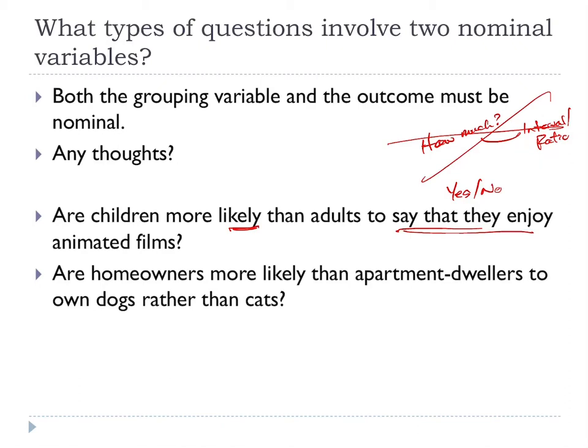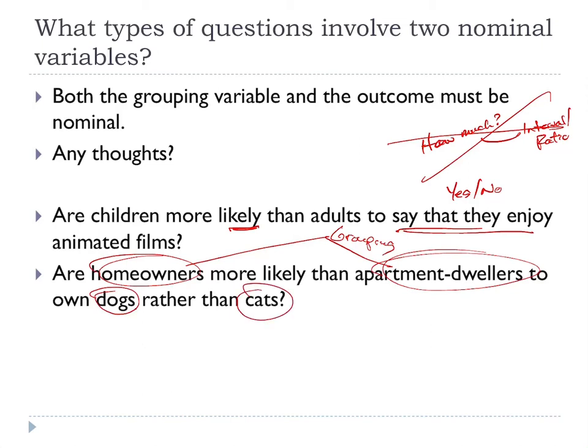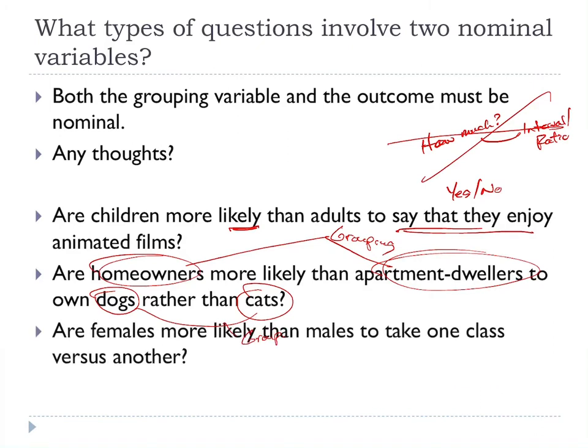Here's another one. Are homeowners more likely than apartment dwellers to own dogs rather than cats? In other words, homeowners versus apartment dwellers, that's one nominal variable, that's our grouping variable. And dogs rather than cats you could think of as an outcome variable, or it's another grouping variable. Dog owners versus cat owners. And we want to know, are the proportions of homeowners who own dogs versus cats different than the apartment dwellers?